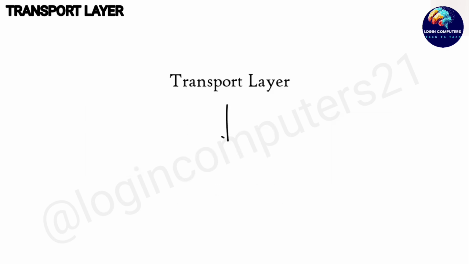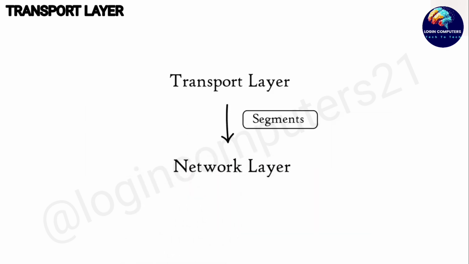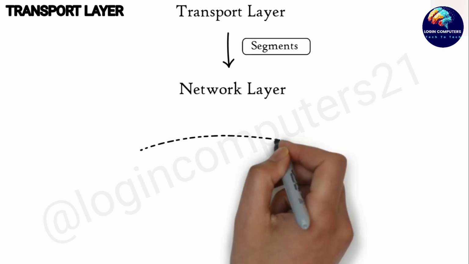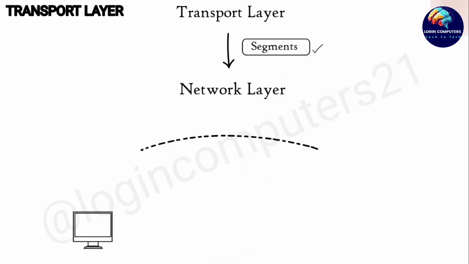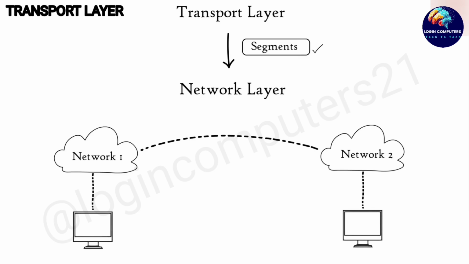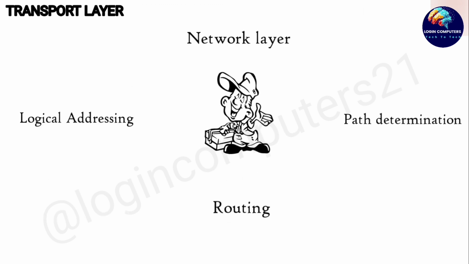Transport layer passes data segments to the network layer. Network layer works for the transmission of received data segments from one computer to another located in different networks. Data units in the network layer are called packets. It is the layer where routers reside. The functions of network layer are logical addressing, routing and path determination.